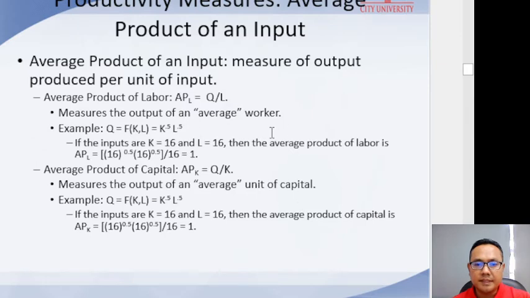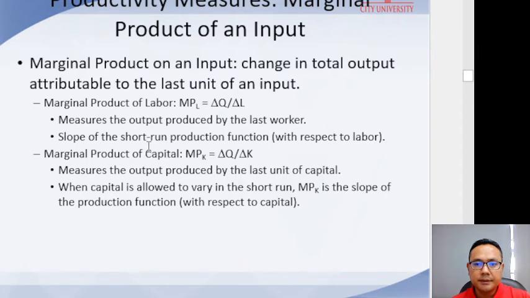This is what we have discussed before. Productivity measures based on the average product of an input. This is another example that we can use. The average product of an input is a measure of output produced per unit of input. Just simply, the average product of labor, APL, equals quantity or output divided by labor. We have discussed this before in part one.